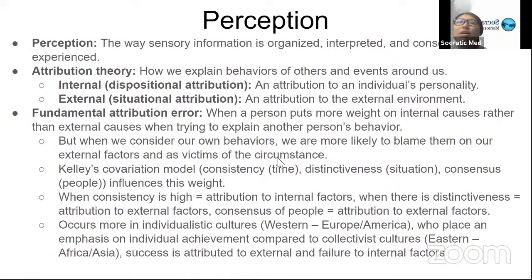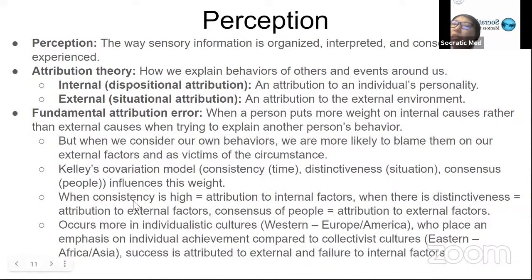So Kelly's covariation model goes over different factors that might help influence this weight of whether it is an internal attribution or an external attribution. And so she uses consistency for time, distinctiveness of the situation, and consensus, like the amount of people influencing this weight. So when consistency is high, it tends to be an attribution to internal factors.